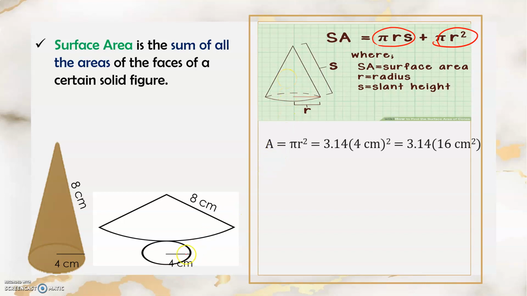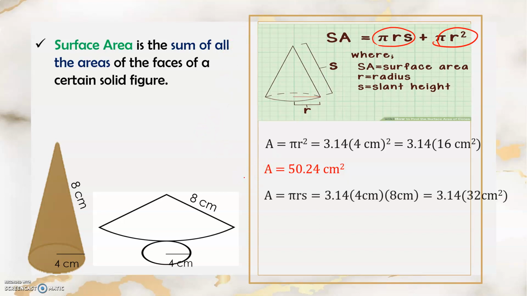So let's start with the area of the circular base, which is pi r squared. Substituting the given information, we'll have 3.14 times 4 centimeters squared. That will be equal to 3.14 times 16 square centimeters, and that will be equal to 50.24 square centimeters. Again, this is just the area of the circular base.